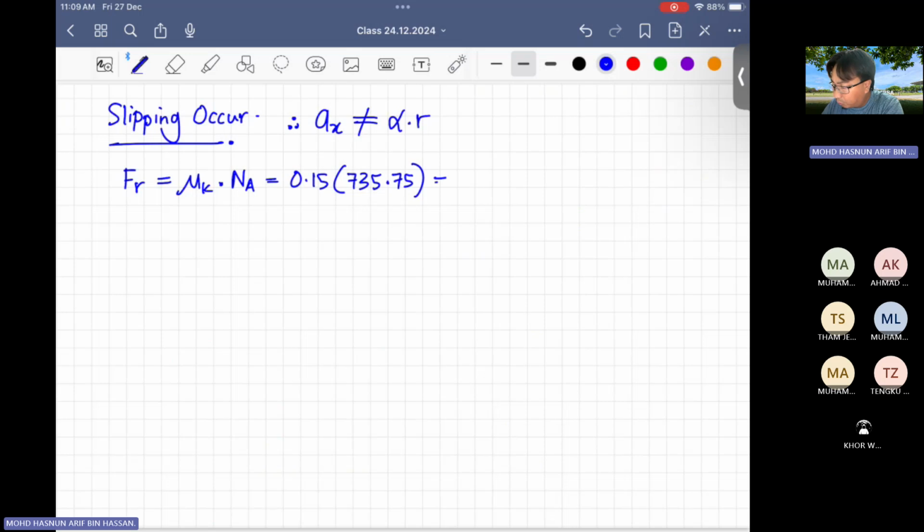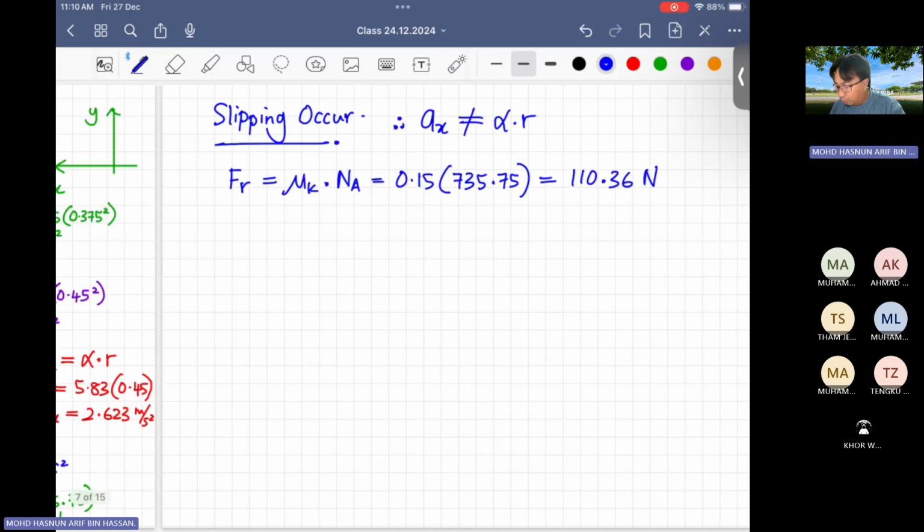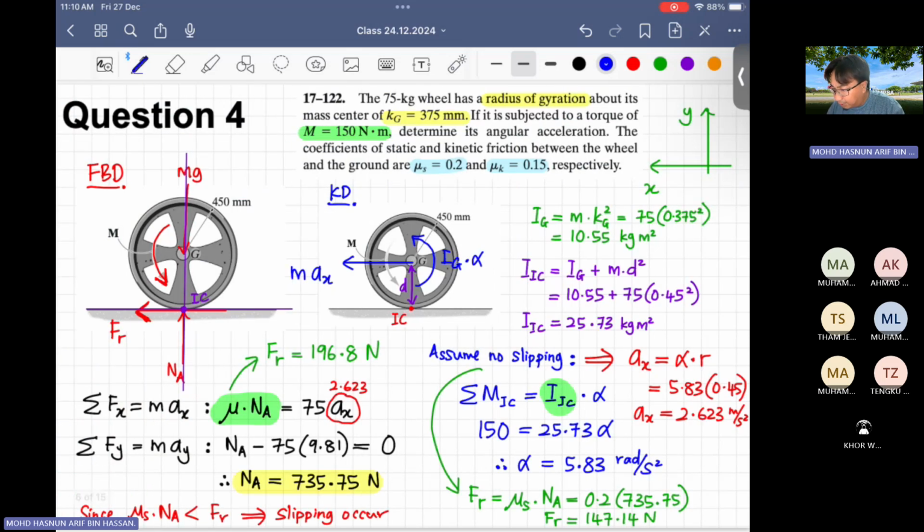735.75. So we have the value of friction, which is equal to 0.15 times 735.75, which is 110.36. This is the actual friction now, because the object is slipping. Okay, so we can go back to the first equation that we have here.